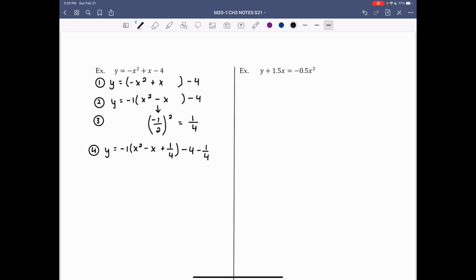And remember, because we factored a number out of the brackets, we have to multiply that number here. So times -1.